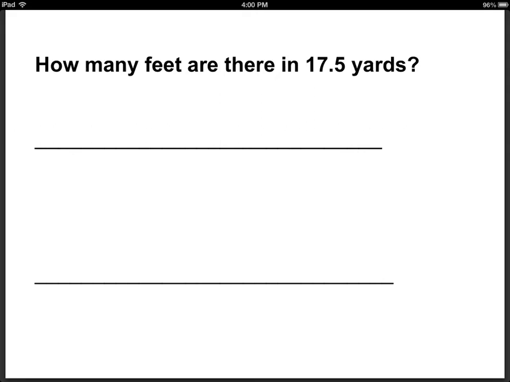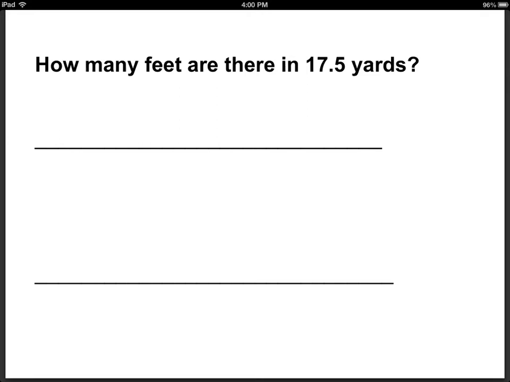Okay, so let's do some dimensional analysis, sometimes also referred to more simply as unit conversion, even though there are some nuances that really make a distinction, but we're not going to quibble over those for too long just at this particular moment. Alright, so I'm going to start with this really easy problem. How many feet are there in 17.5 yards? Okay, so remember that there are 3 feet in 1 yard.